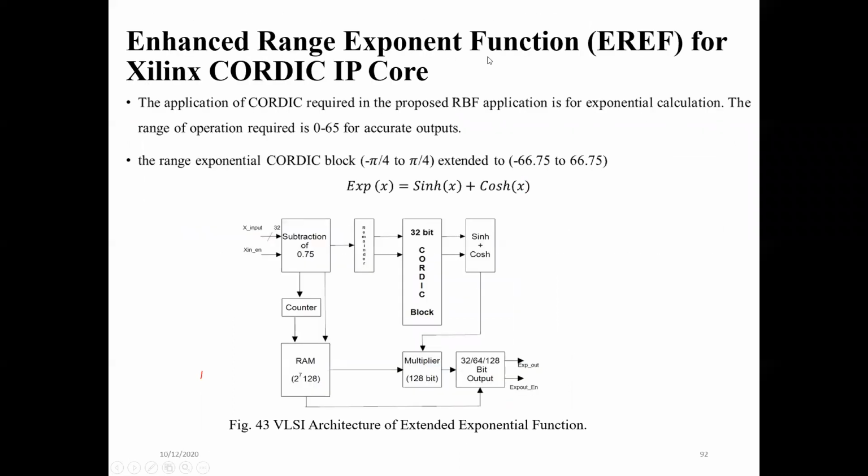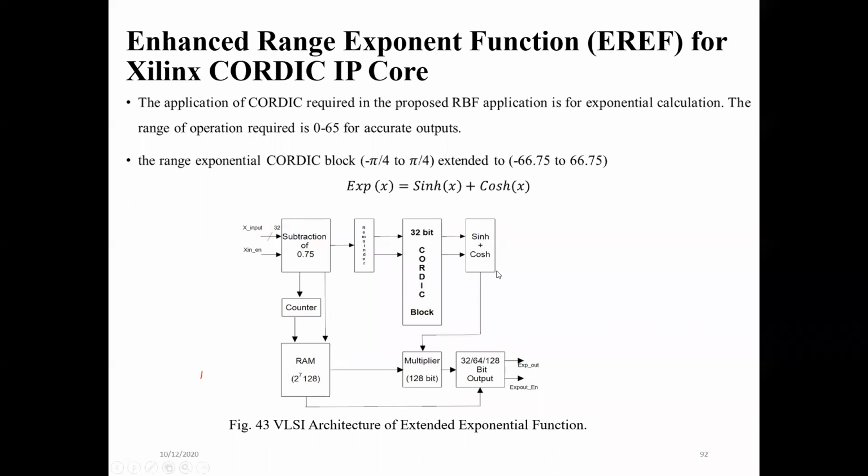Enhanced range exponent function of the Xilinx CORDIC IP core. In an IP core, the exponential function will be there. The range of the exponential block is from -pi/4 to pi/4. What is pi/4? 180/4. This got extended to -66.75 to 66.75, which is our requirement. So we extended the range of the exponential CORDIC block to our requirement.